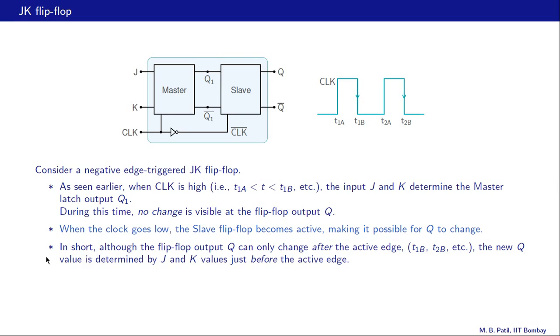In short, although the flip-flop output Q can only change after the active edge, that means just after T1B or T2B, the new Q value is determined by the J and K inputs just before the active edge. That means just before T1B or just before T2B, etc. So in order to figure out what's going to happen to the flip-flop output after the active edge, we need to look at the inputs just before that particular active edge. And that is a very important point, and we must remember this point when we look at circuits which involve JK flip-flops.